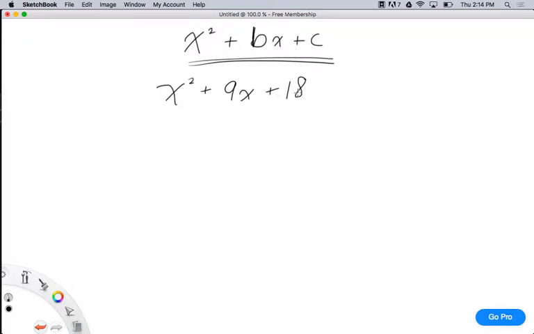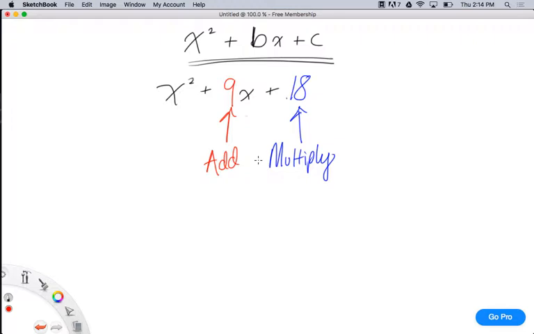First, I have to start by factoring this number. I have to understand that I have to multiply to get this number. Whatever my factors are, they have to multiply to get that and add to get that. So how do I do it? x squared plus 9x plus 18.